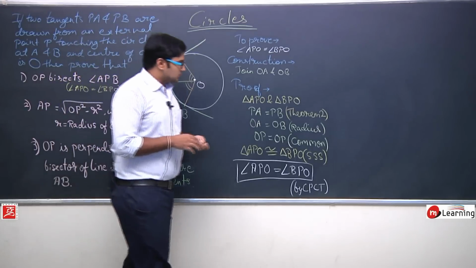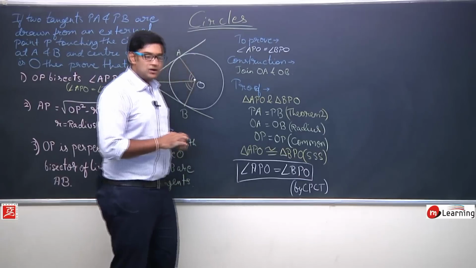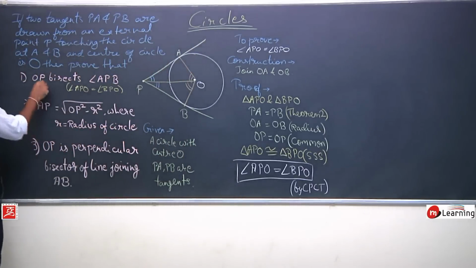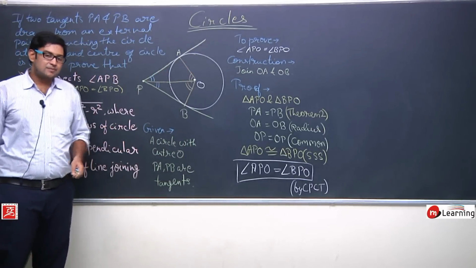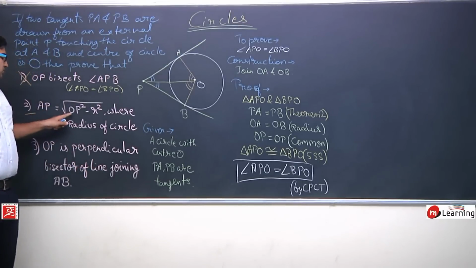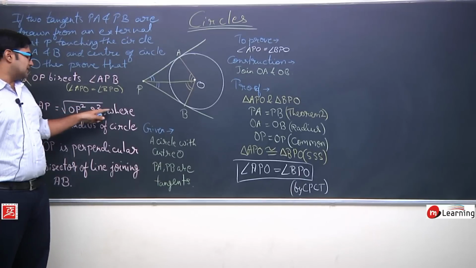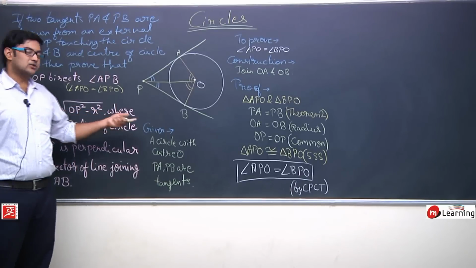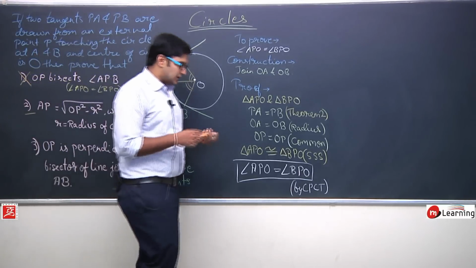Okay, so this is the proof for the first part of this question. So we have solved this first part. Let us focus on the second one. Second part says AP is equal to square root of OP square minus R square, where R is the radius of the circle. Okay, you need to prove a condition.